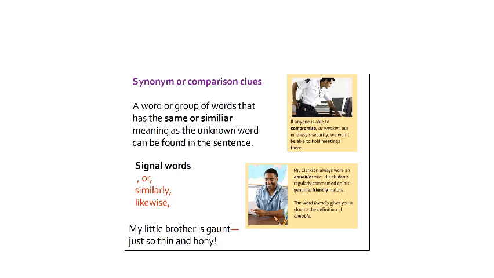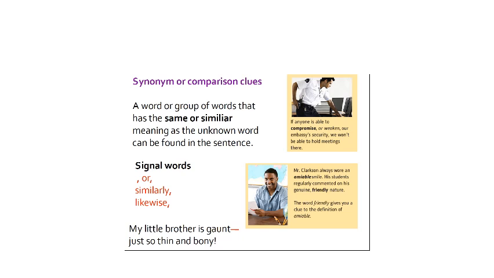A second type of clue is the synonym or comparison clue. Here, a word or group of words that has the same or similar meaning as the unknown word can be found somewhere in the sentence or in the passage. You also might see signal words like or, similarly, or likewise, and that or is set off with a little comma. Like this: if anyone is able to compromise or weaken our embassy's security, we won't be able to hold meetings there. So in this situation, compromise means weaken.